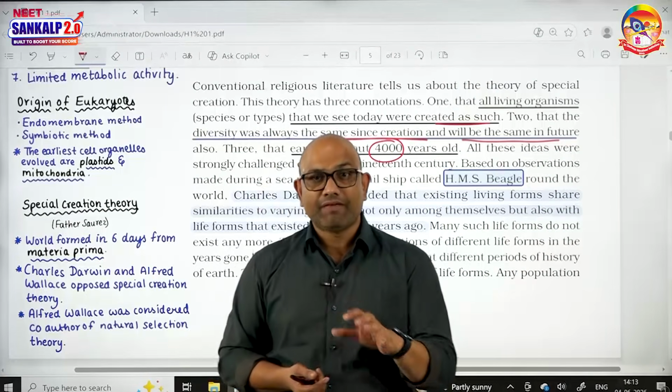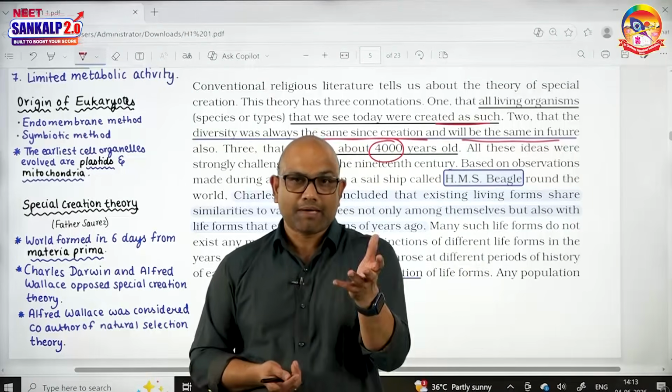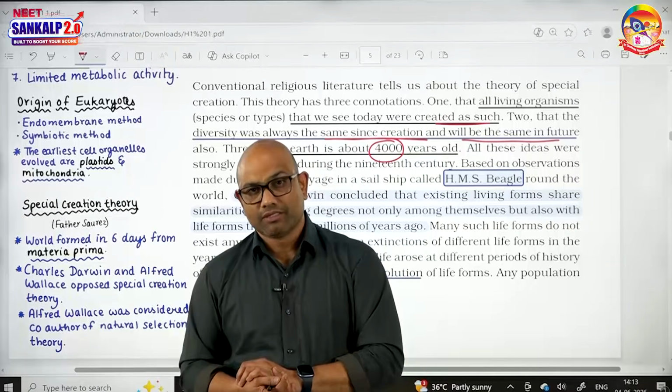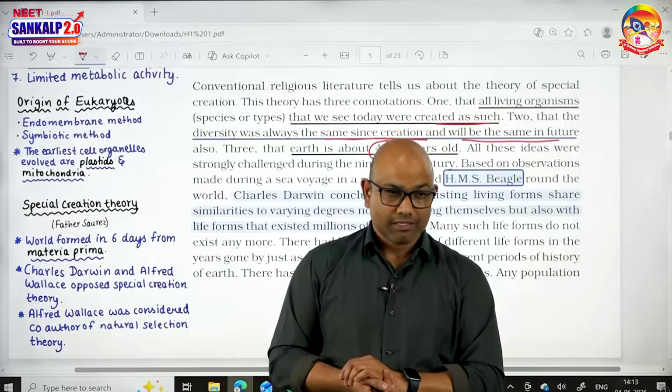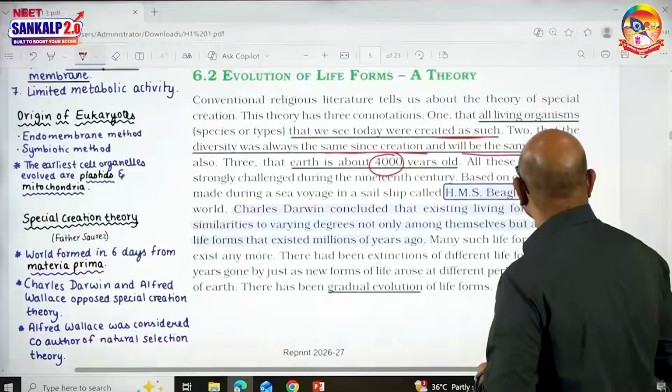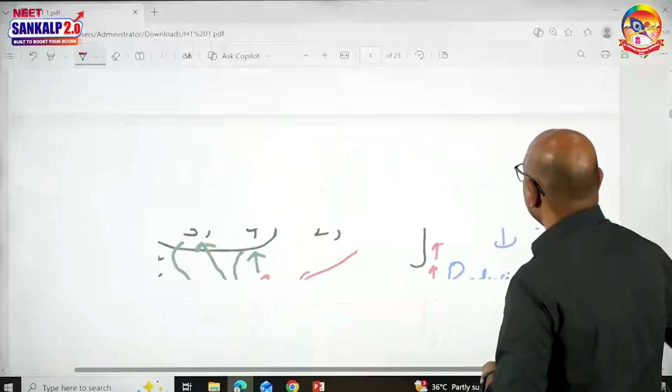It was described by the early Greeks, but it is still a favorite idea for astronomers. So this theory is called panspermia. The next theory is the theory of spontaneous generation.